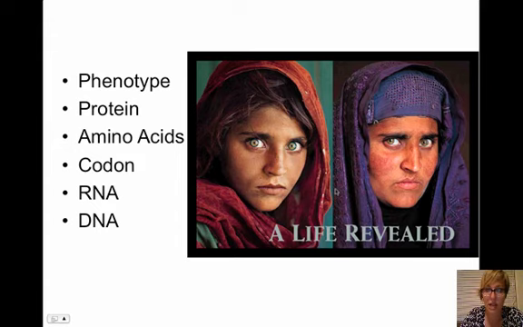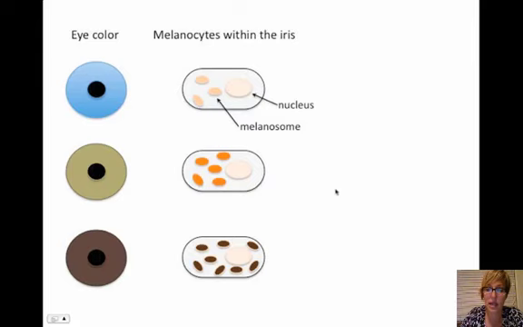We've looked at phenotype, eye color. Let's look at the protein. Now, we're focusing just on eyes, right? One little phenotype. Now, the protein involved is melanin.